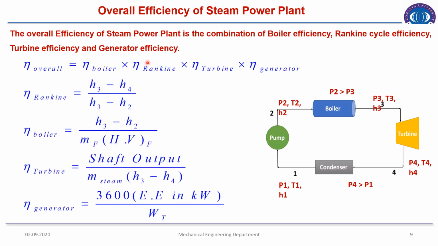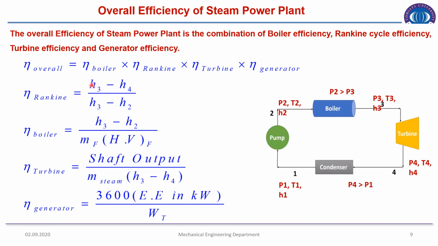Now if you want to calculate the overall efficiency of a steam power plant, the overall efficiency consists of the efficiency of the boiler, the efficiency of the Rankine cycle, the efficiency of the turbine, and the efficiency of the generator. So briefly we will discuss these efficiencies. We have already discussed the efficiency of the Rankine cycle. Here we have the enthalpy values written for each state. To calculate the efficiency of the Rankine cycle, we have H3 minus H4 divided by H3 minus H2.